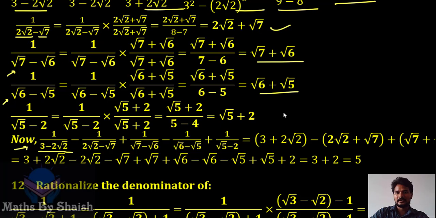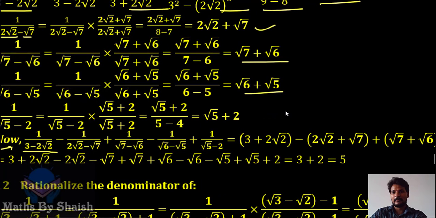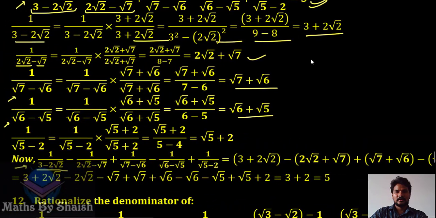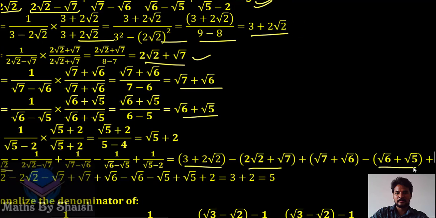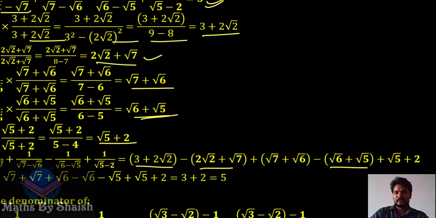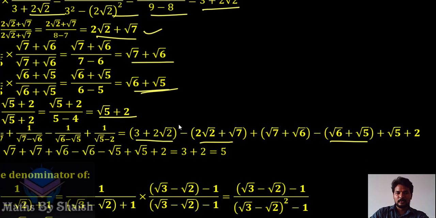So we will get the first one, let me zoom out. In the first one we got 3 plus 2 root 2. Next one is minus 2 times root 2 plus root 7. Third one is plus 1 over root 7 minus root 6, so root 7 plus root 6, and the next one is minus, so it is going to be minus this, and the last one is plus, so plus this. So altogether what we got, we can see 2 root 2 got cancelled.